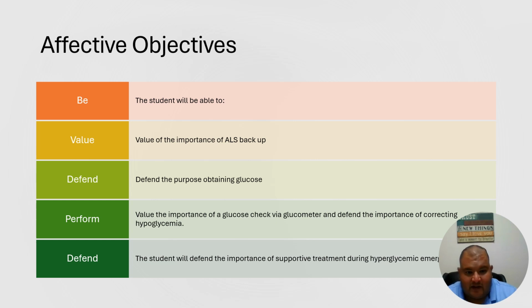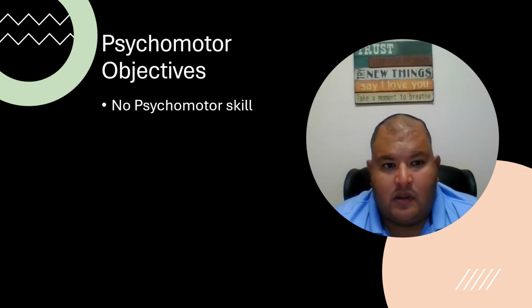Our affective objectives. The student will be able to value the importance of ALS backup, defend the purpose of obtaining the glucose, appropriately perform glucose check via glucometer, and defend the importance of correcting hypoglycemia. The student will defend the importance of supportive treatment during hyperglycemic emergencies. There will be no psychomotor objectives for this lesson.